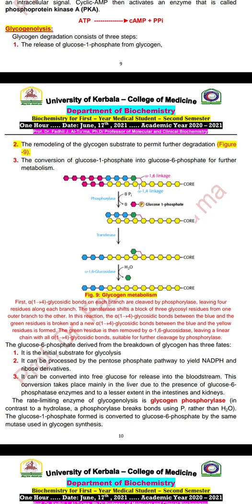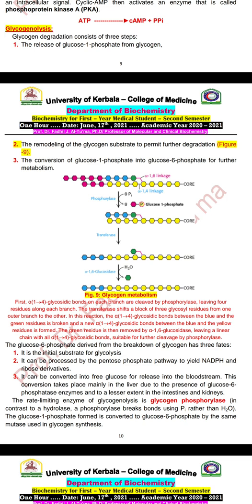Glycogen phosphorylase breaks alpha-1,4 glycosidic linkage as mentioned, releasing glucose 1-phosphate. The table 3 indicates a comparison between glycogen phosphorylase in liver and muscle.